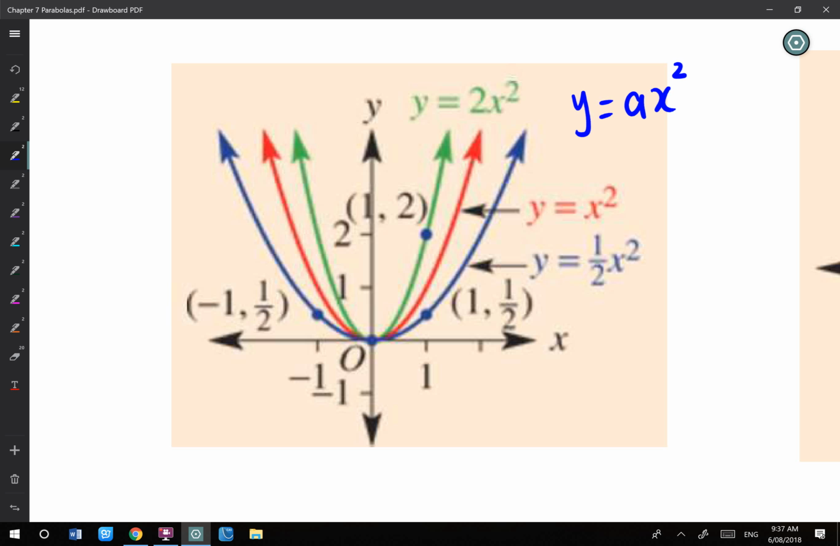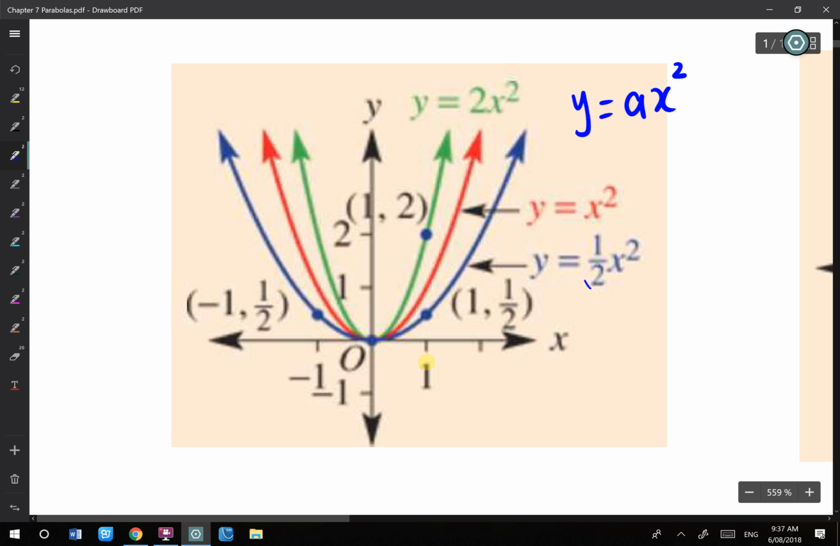The larger the a value, is the graph thinner or fatter, wider or thinner? If I have a higher a value, so a equals 3, a equals 4, do you think the graph will become thinner and thinner or wider and wider? Thinner, okay? So you can see a half is most outside, 1 is in the middle, and 2 is even more inside, it's thinner.